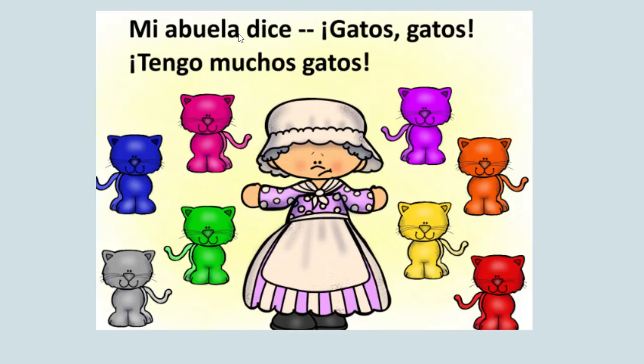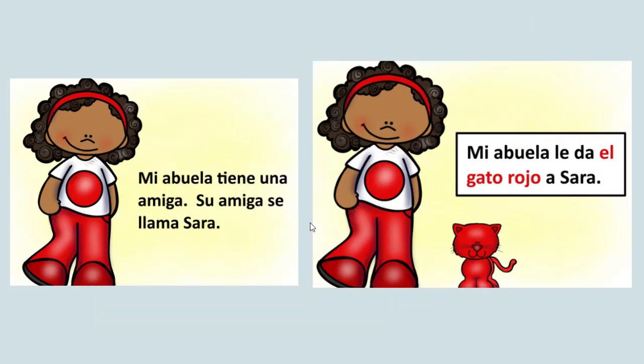Mi abuela dice, grandma says, gatos, gatos. Tengo muchos gatos. I have so many gatos, so many cats. Mi abuela tiene una amiga. Su amiga se llama Sara. So my grandma has a friend that's female. Her female friend is named Sarah. Mi abuela le da el gato rojo a Sara. My grandma gives to Sarah the red cat.